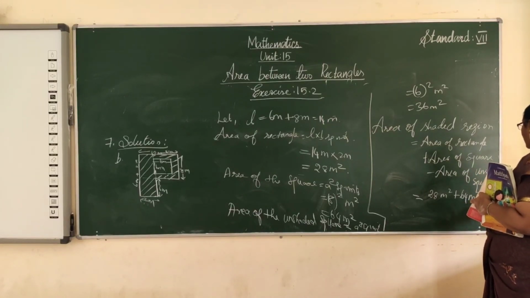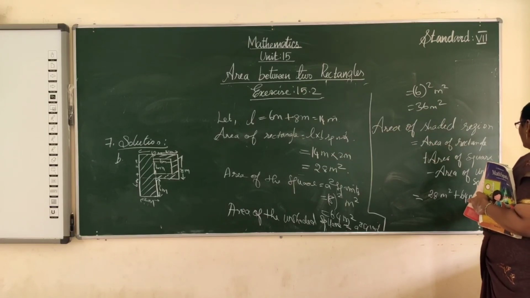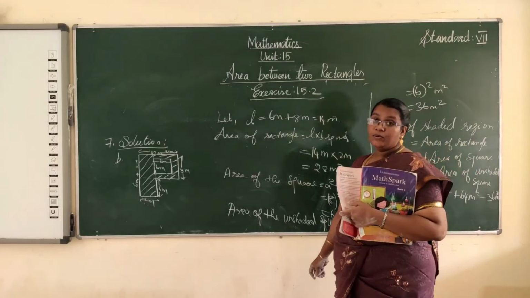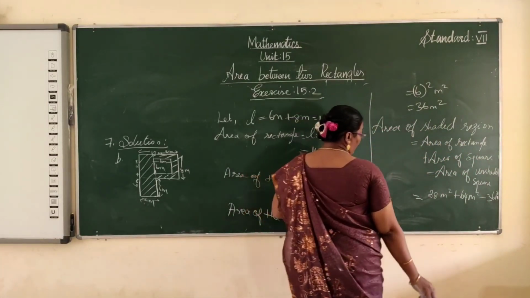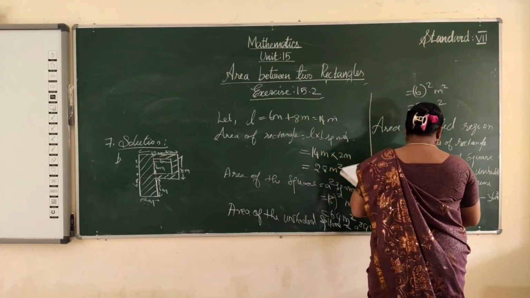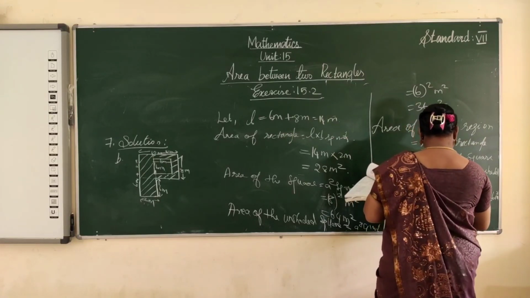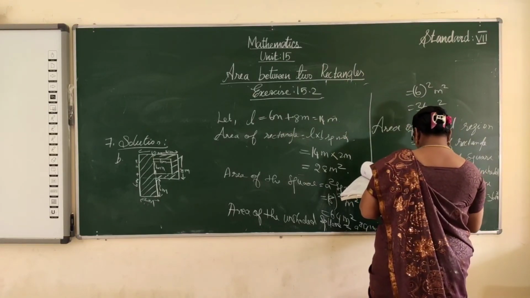Why do you subtract in this place? You have to calculate only the shaded portion. So we have to subtract the unshaded portion. Okay. So now add these two values. What do we get? Then subtract these values.